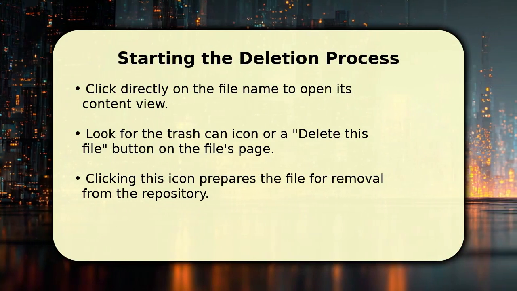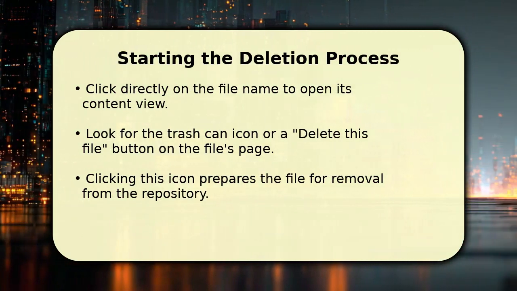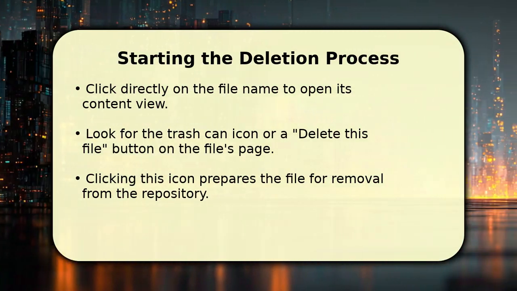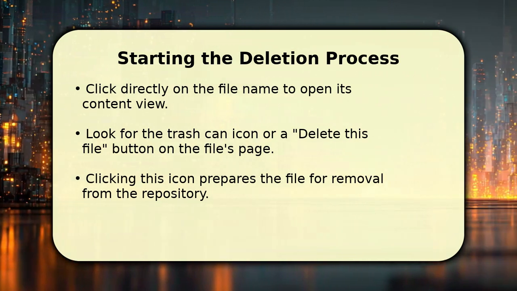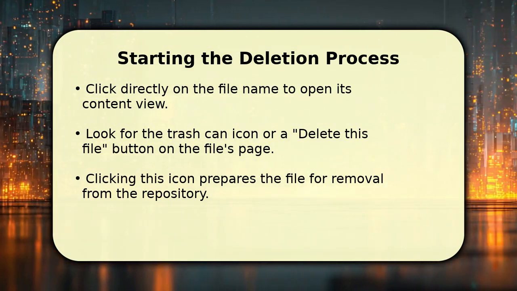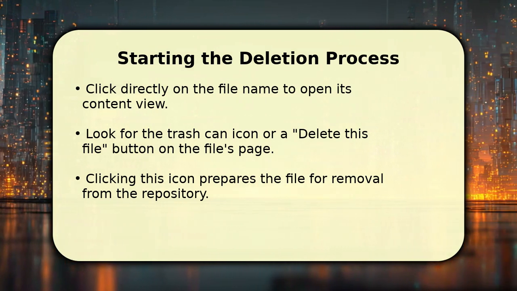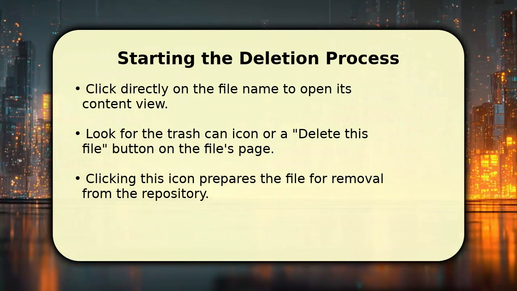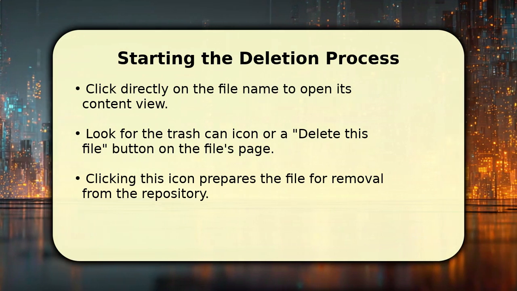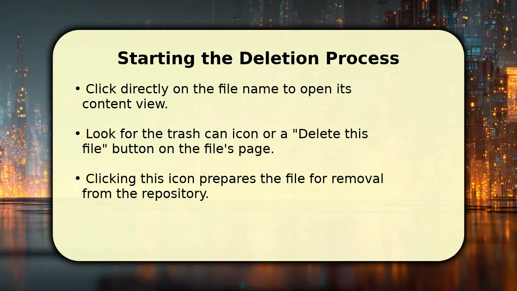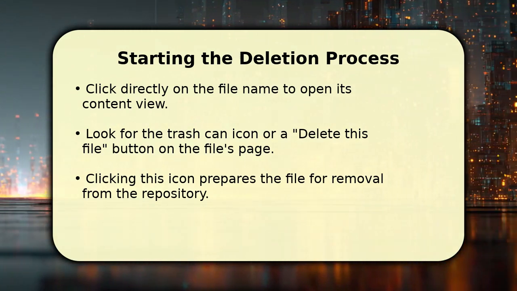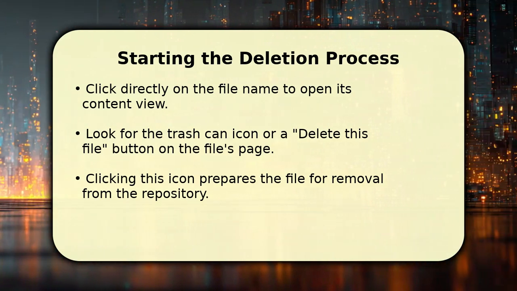After you have successfully located your file, click on its name to open its content page. On this page, usually near the top right, you will notice a small trash can icon. This is your primary tool for initiating the deletion process. Click this icon, and the system will then prompt you to confirm your decision, guiding you to the next crucial step in removing the file.